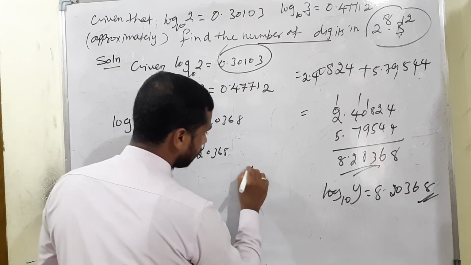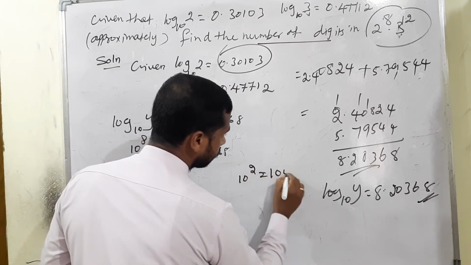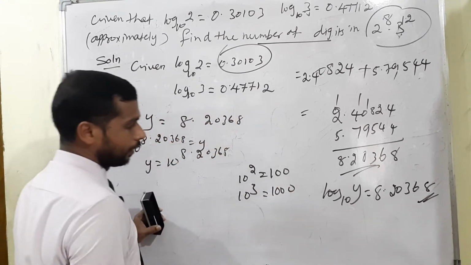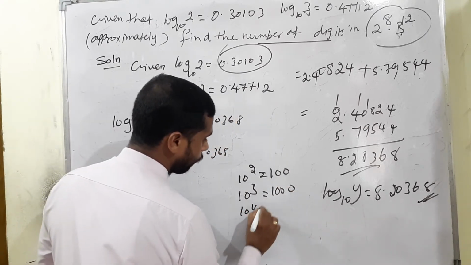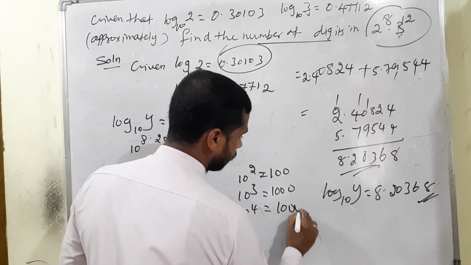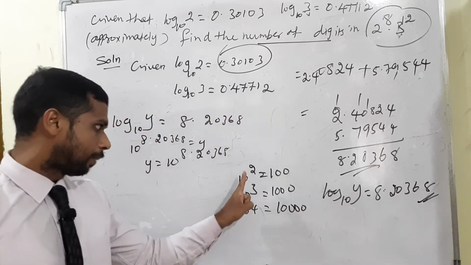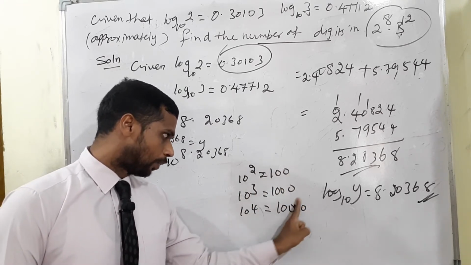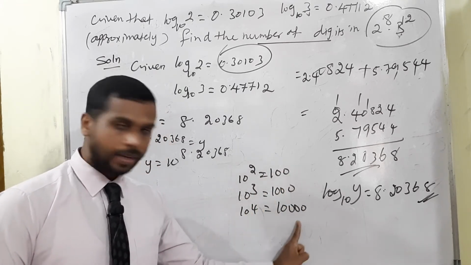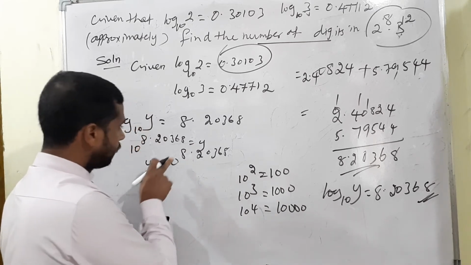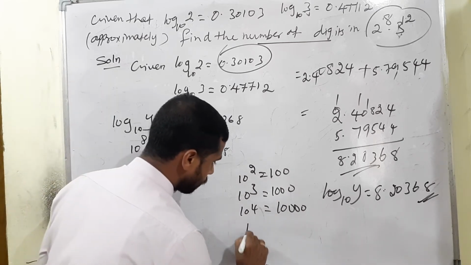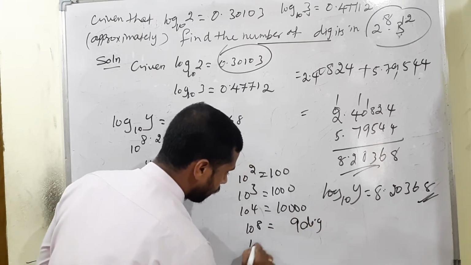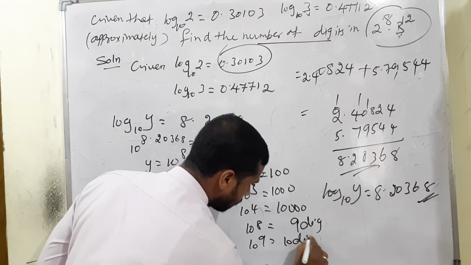Number of digits means, for example, 10 to the power 2 means what will the answer be? 100. 10 to the power 3 means 1000. 10 to the power 4 means 10,000. So power 2 means totally 3 digits, power 3 means totally 4 digits, power 4 means totally 5 digits. At the same time, 10 to the power 8 something, so 10 to the power 8 means definitely 9 digits will come. Then 10 to the power 9 means totally 10 digits will come.